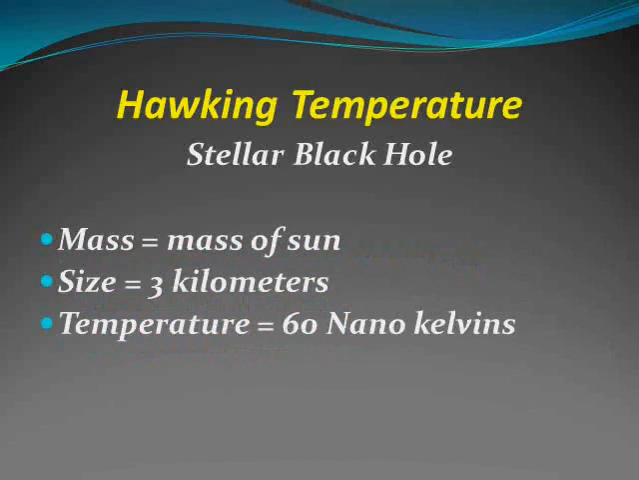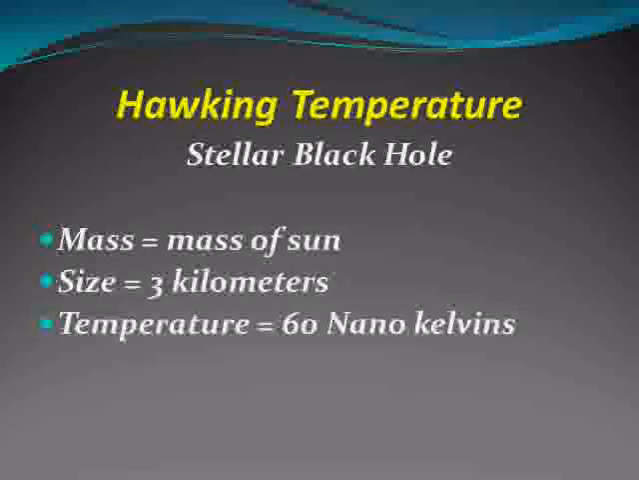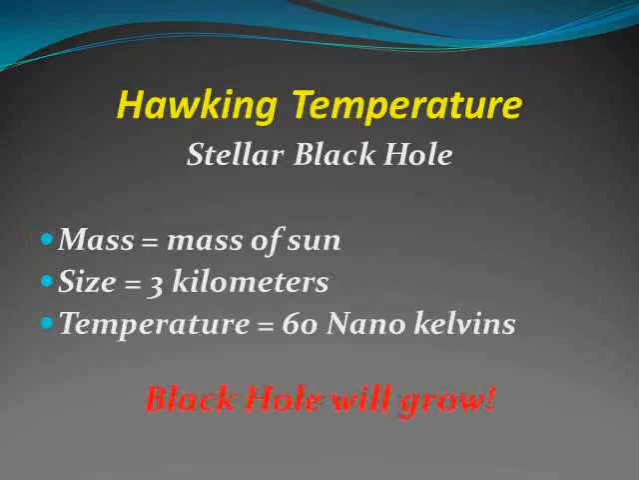In order to put things in perspective, let us consider a stellar black hole whose mass is the same as our Sun. As we have seen, the distance from the center to the event horizon is only 3 kilometers. A black hole of this size has a Hawking temperature of only 60 nanokelvins. This is only 60 billionths of a degree above absolute zero.